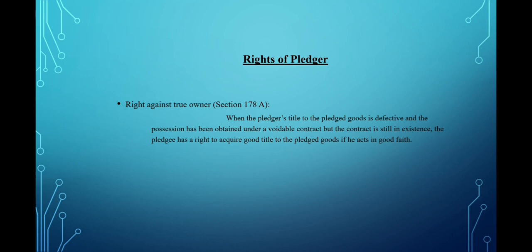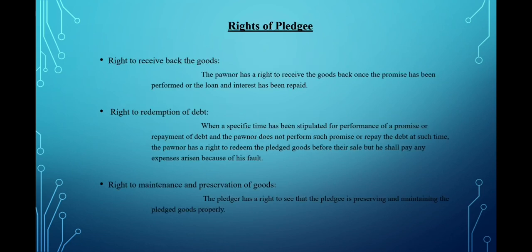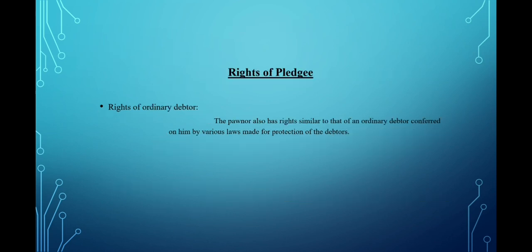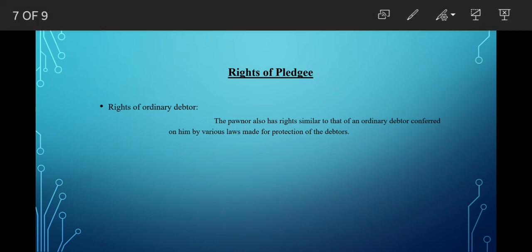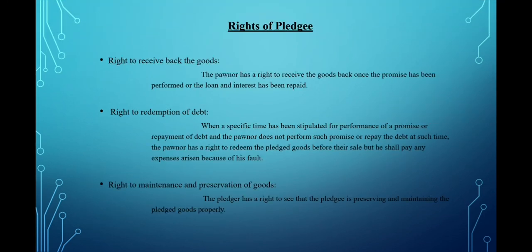Here we saw about the pledger. Now we move on to the pledgee. Rights of pledgee. First, right to receive back the goods. Second, right to redemption of debt. Third, right to maintenance and preservation of goods, and rights of an ordinary debtor. Now we'll see first, right to receive back the goods.